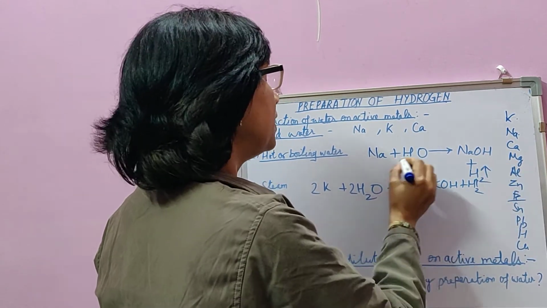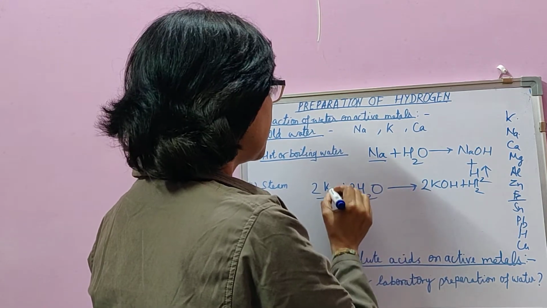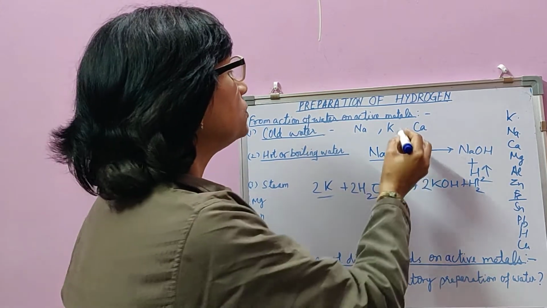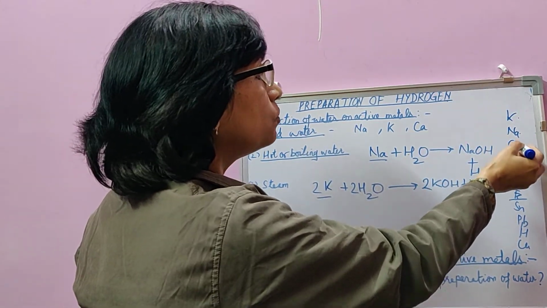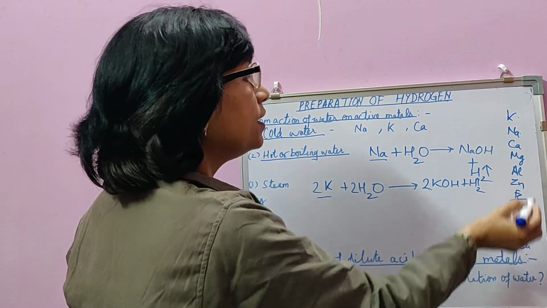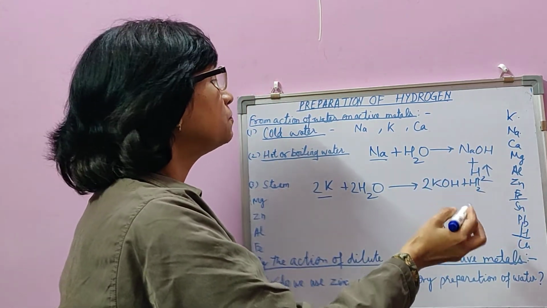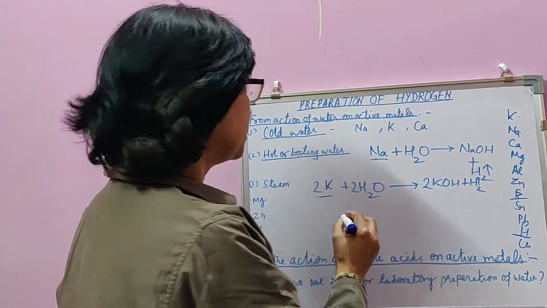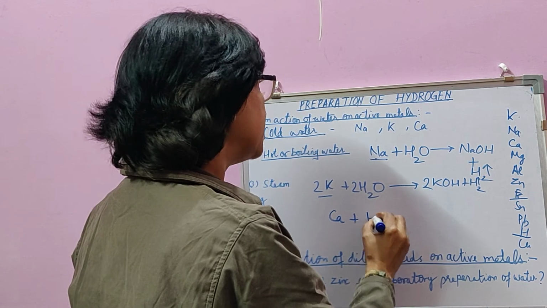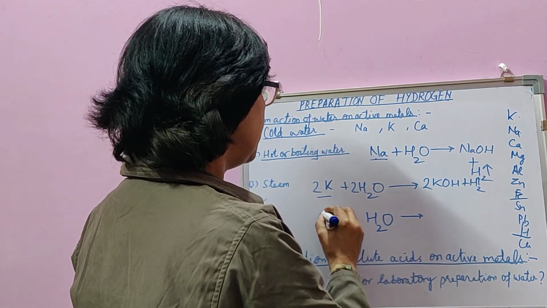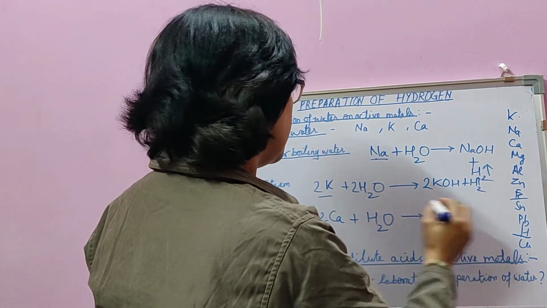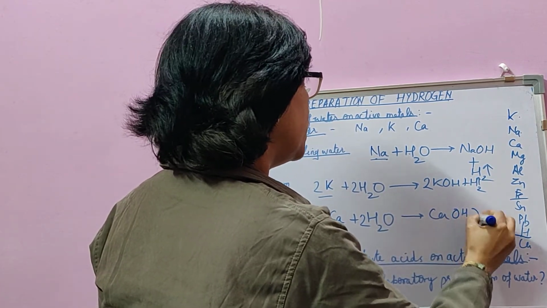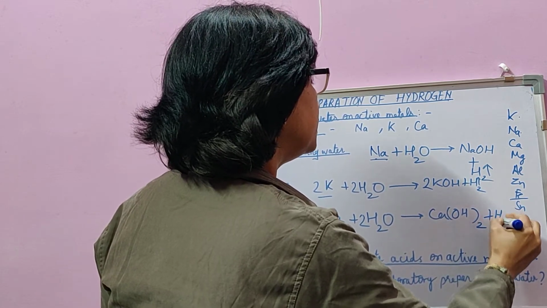Hydrogen is displaced from water when it reacts with active metals like sodium, potassium and calcium without heating, because these metals are quite a lot more active than hydrogen, and that's why even with cold water they can displace it. The reaction with sodium and potassium is very vigorous and exothermic. With calcium it is comparatively less vigorous. The reaction is Ca plus 2H2O gives Ca(OH)2 plus H2.